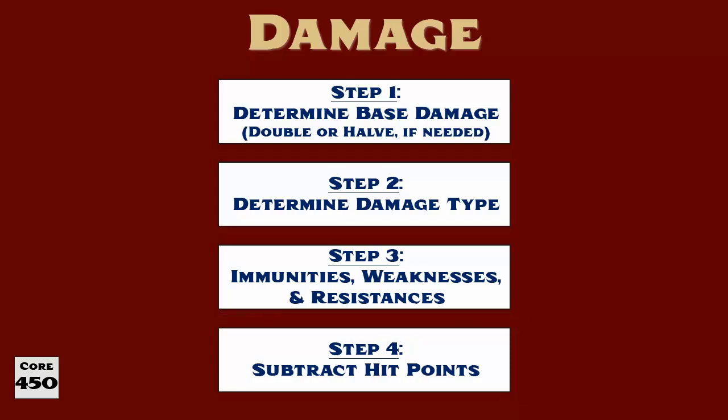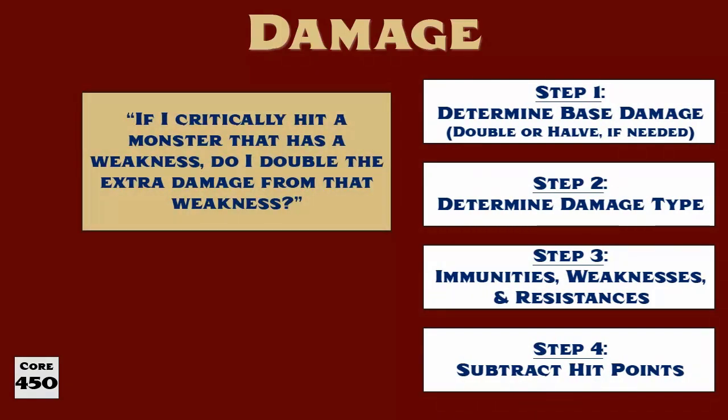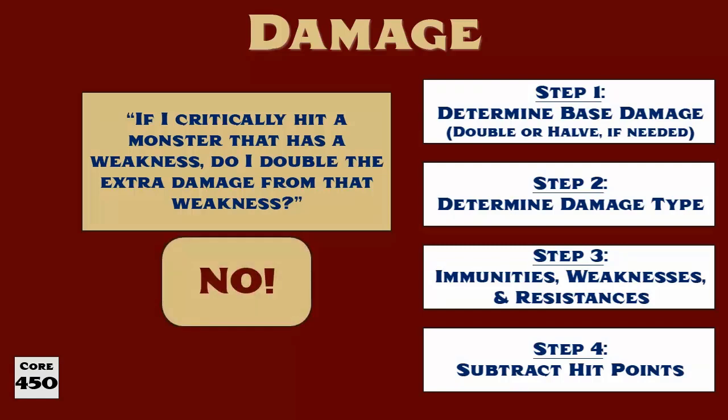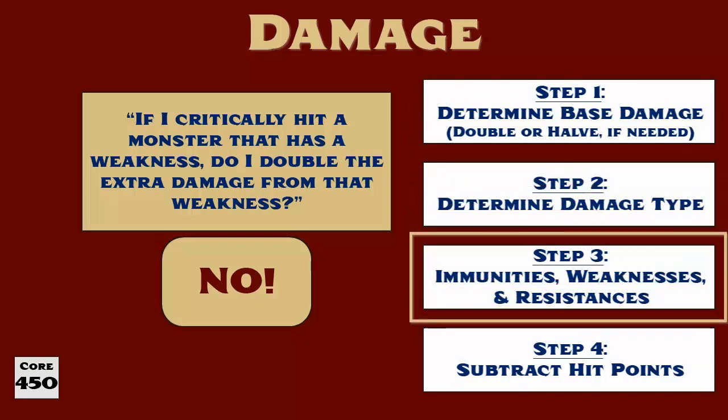It's important to understand these steps so that you can answer questions like, if I critically hit a monster that has a weakness to fire with my flaming warhammer, do I double the extra damage from that weakness? And the answer is no, you don't. Even though a critical hit doubles all the damage that is not dependent on there being a critical hit, that doubling occurs in step 1. And you don't adjust for a weakness or a resistance until step 3. So no, that extra damage from the weakness is not doubled because that doubling happens in step 1, which is before the weakness being applied in step 3.